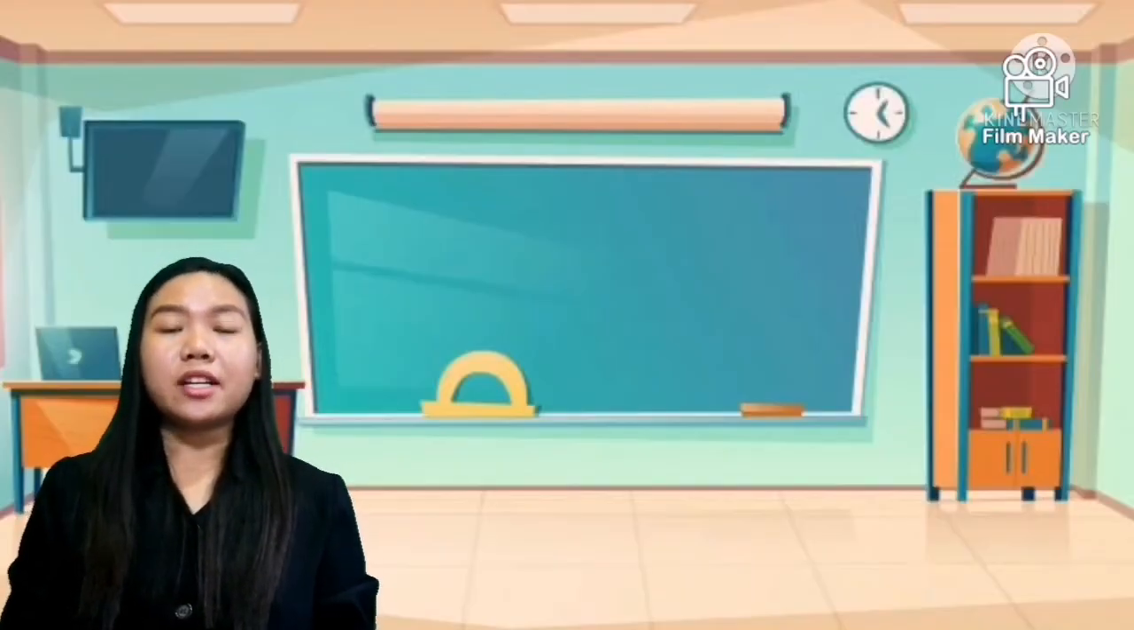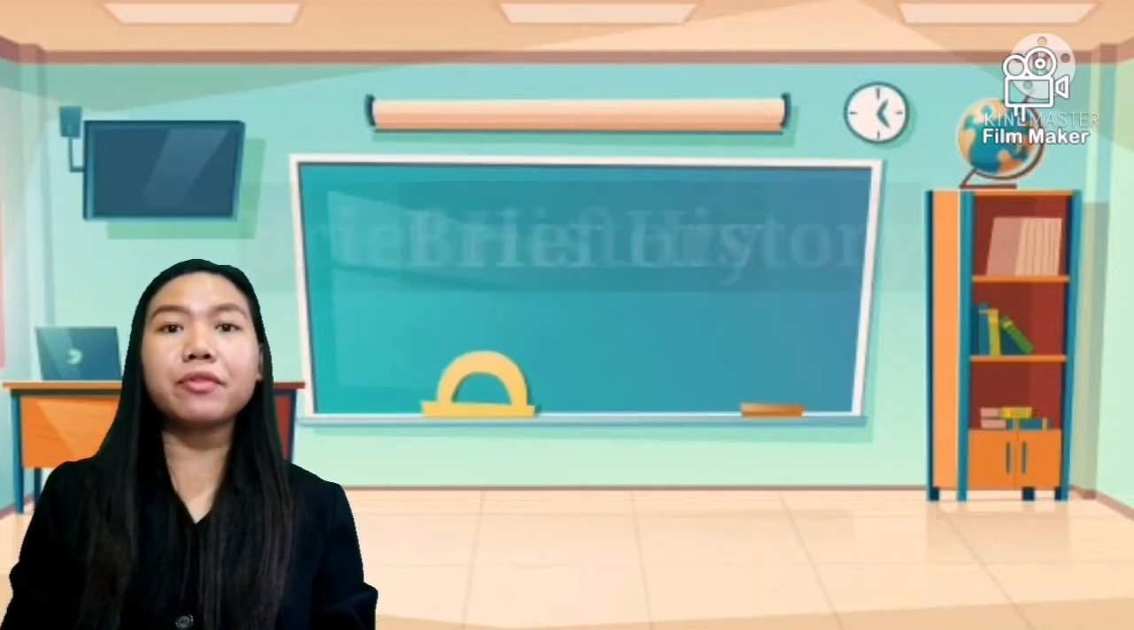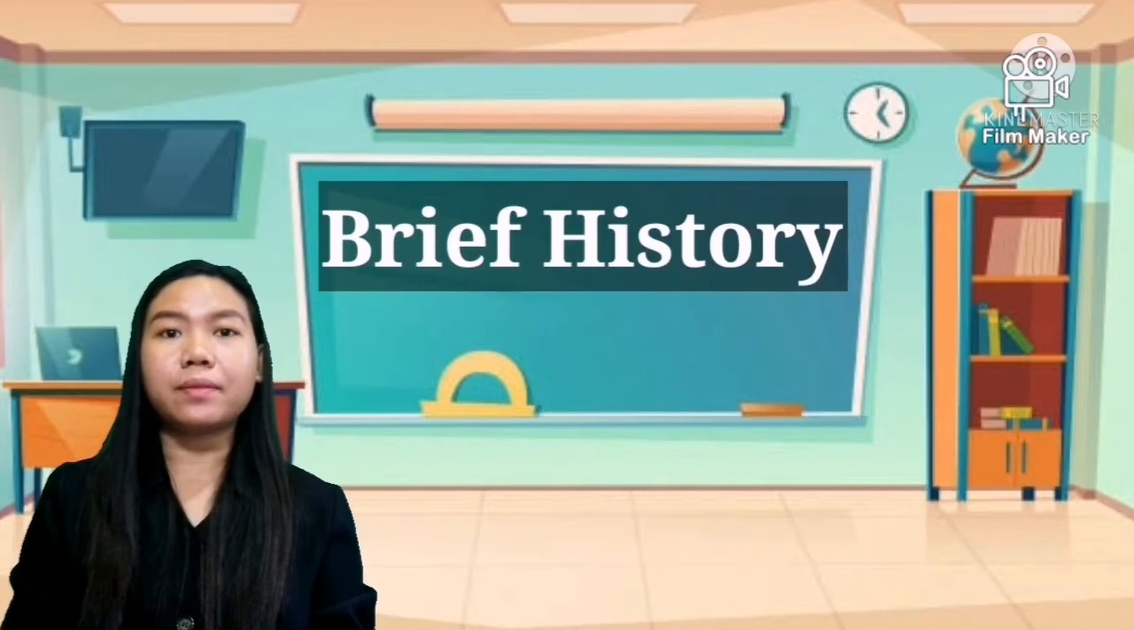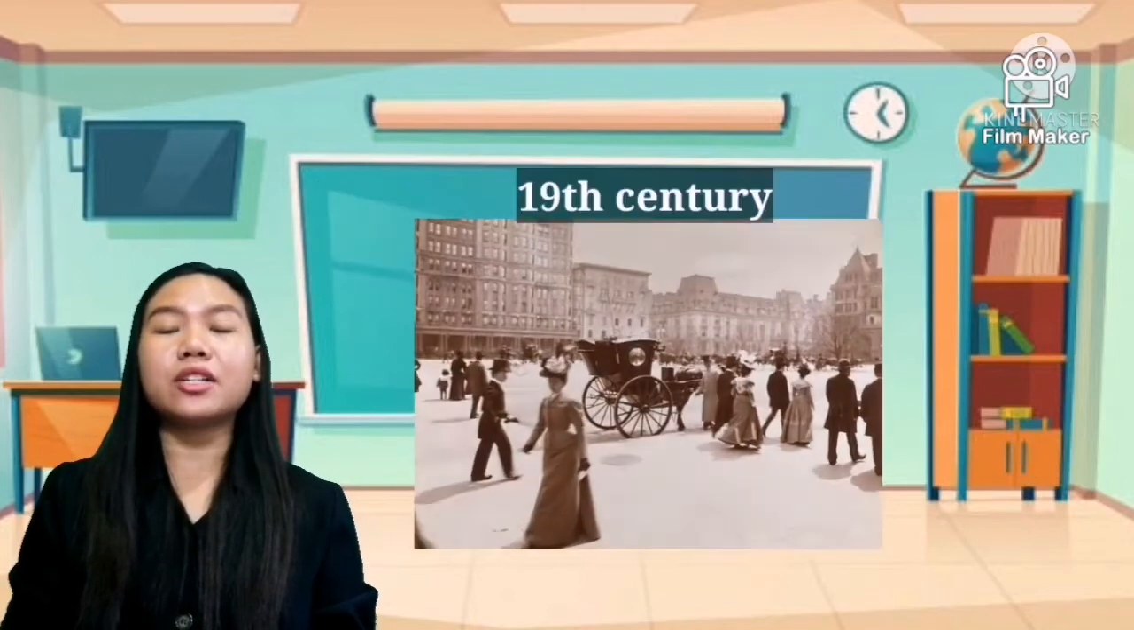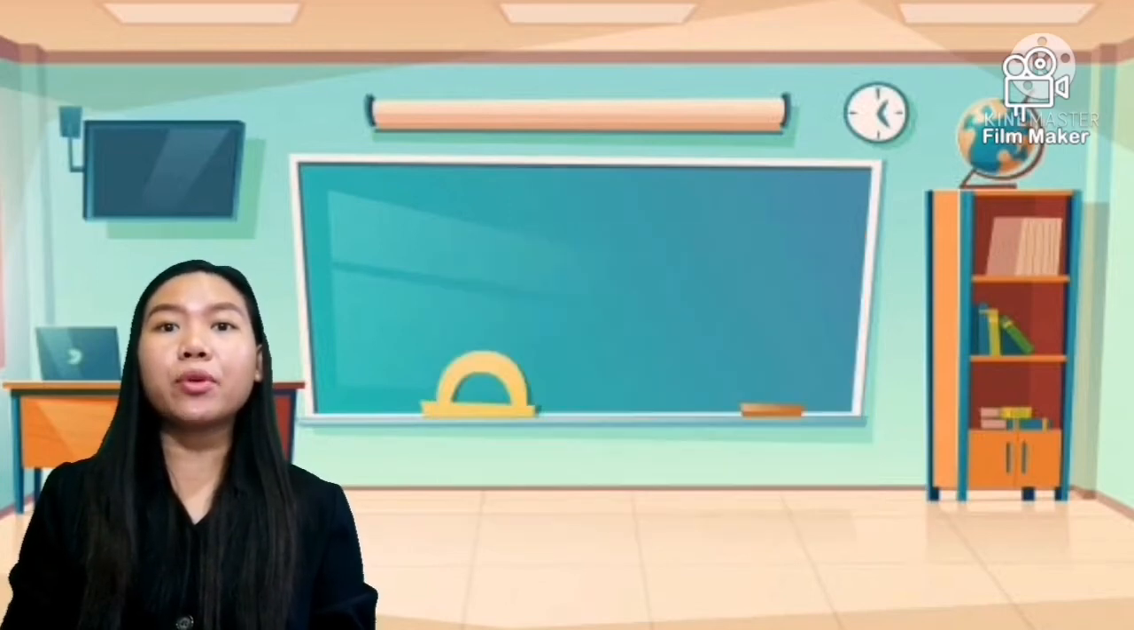Let's proceed to the second topic, which is utilitarianism. But let's tackle first the brief history of utilitarianism. During the early 19th century, political economy changed in style. Early moral notions about human nature were elaborated by the British Enlightenment philosopher and political economist Jeremy Bentham. Bentham thought that the social problems of late 18th and early 19th century England were attributable to control of the economy by a hereditary landed gentry.